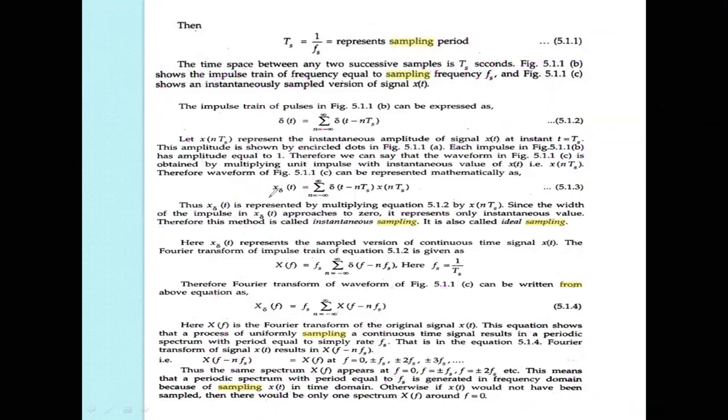Following, my dear students, now to get x delta of t, x delta of t is equal to x of t multiplied with x Ts of t, the sampled version. So what is x of t? x of t is the original signal. Now we got the x delta t.